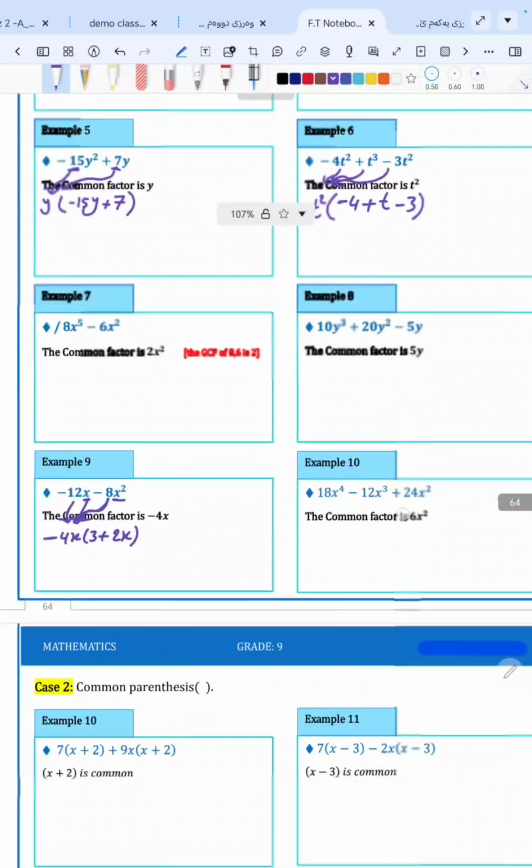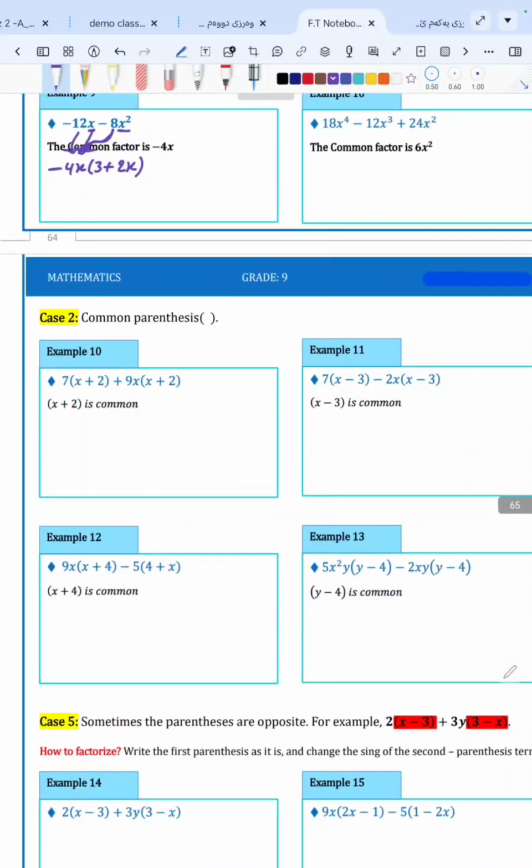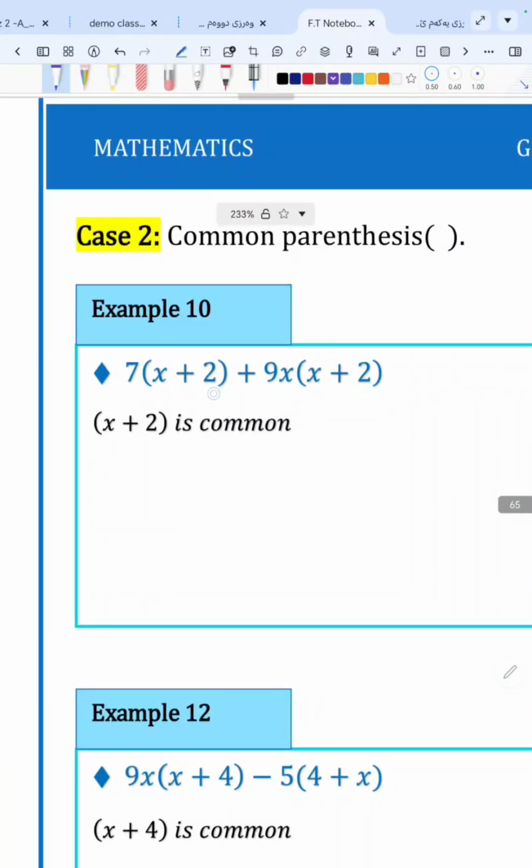This is about the first case. The second case, I have a common parenthesis, okay? As you can see in the plus, we have x plus 2.